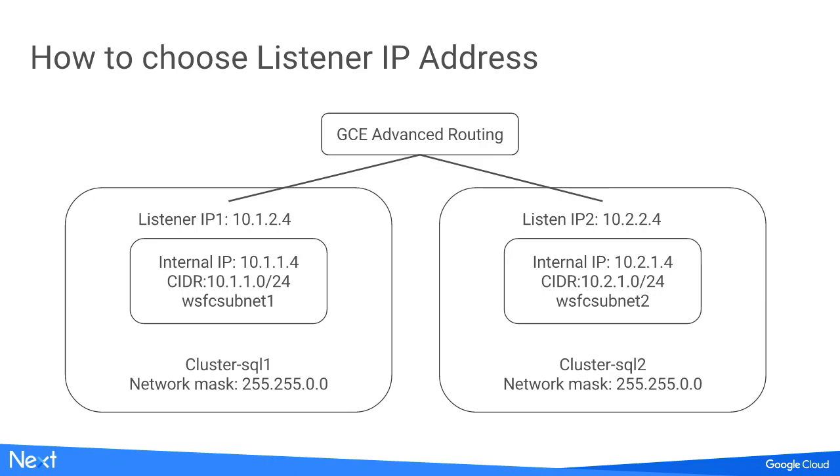Take listener IP1 as an example: 10.1.2.4, which is outside of subnet 1, 10.1.1.0/24. But it is inside the subnet mask as defined by 255.255.0.0, which is the same network as the internal IP. The same is also true for listener IP2. So I want you to understand this picture. That's how you pick the correct listener IP and cluster IP to configure your Always On cluster.